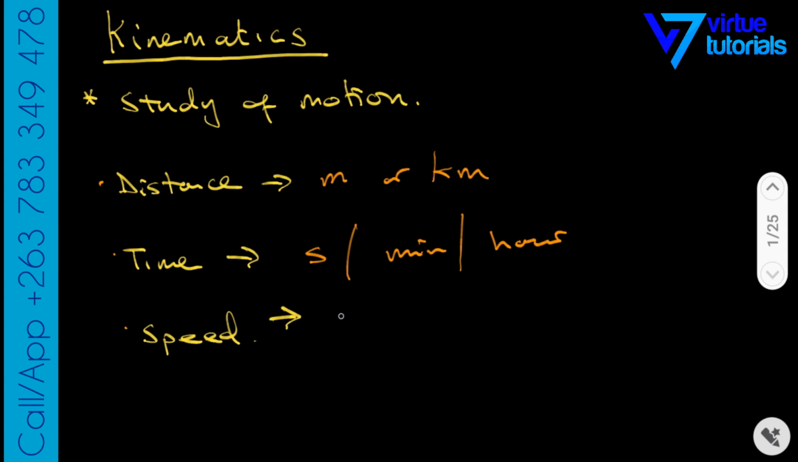So speed can be measured in meters per second, meaning how many meters does the object move every second, or in kilometers per hour, right? Meaning how many kilometers does this object move every hour, or depending on the object, it could even be kilometers per minute, right? Or meters per minute, right? It can be any combination of these units.